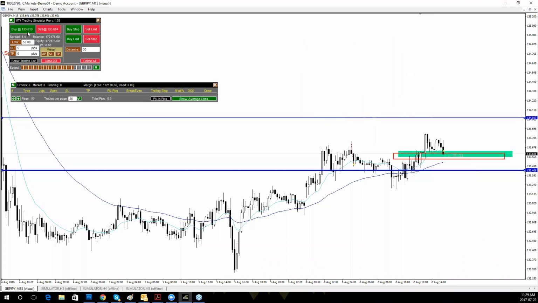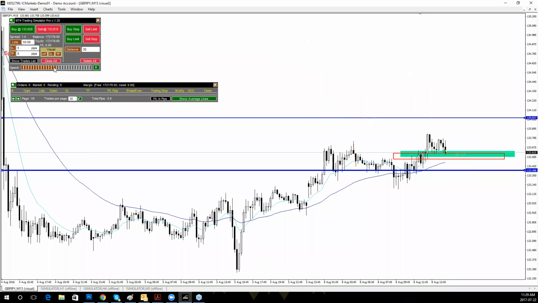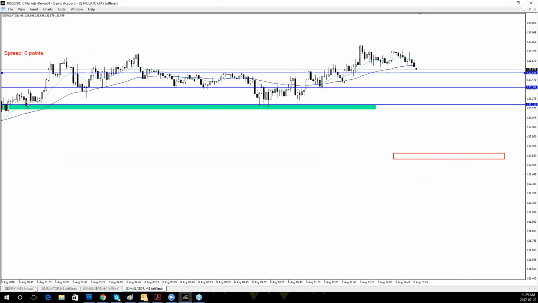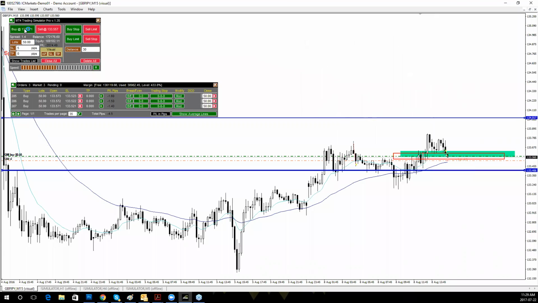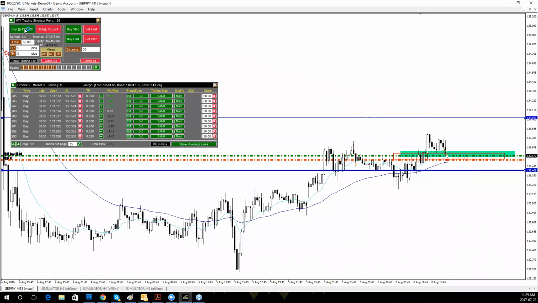Yeah, you still have consolidation. So 5 minutes, yeah. Okay, take buys now. Hey, it's not going to test the 50 MA because we've got support over there as well. 50 lot? Oh my God.